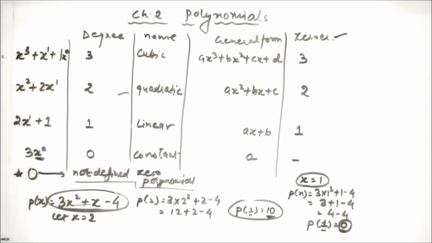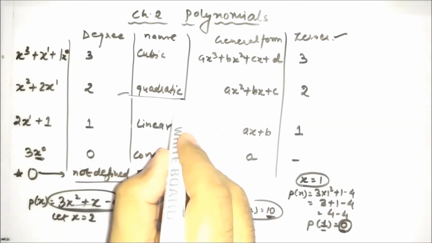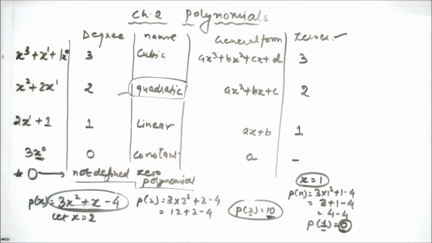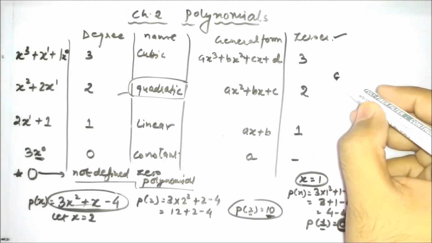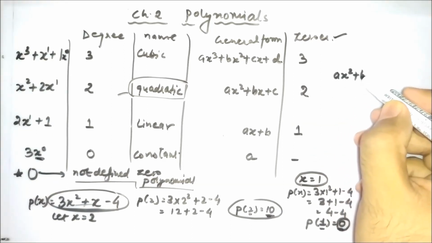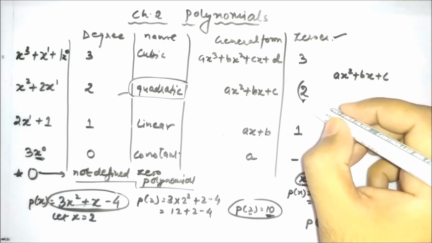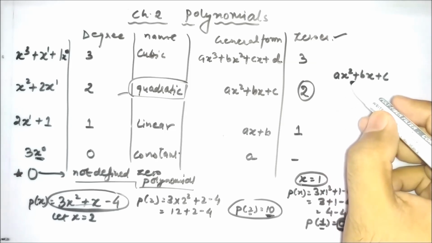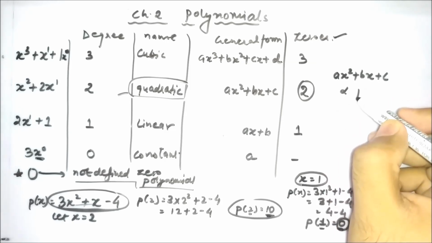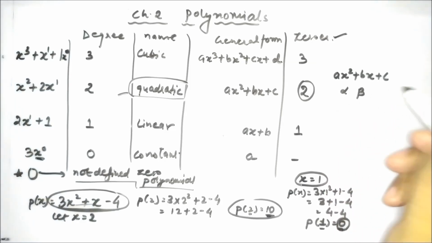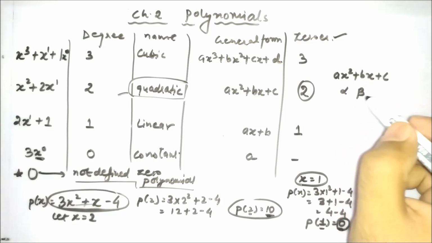So I hope you understood. This was all about the basics of polynomials. Majorly we are going to study this quadratic polynomial only. If you talk about a quadratic polynomial, that is ax square plus bx plus c, it will have 2 zeros as we have written here. Suppose those 2 zeros are alpha and beta.